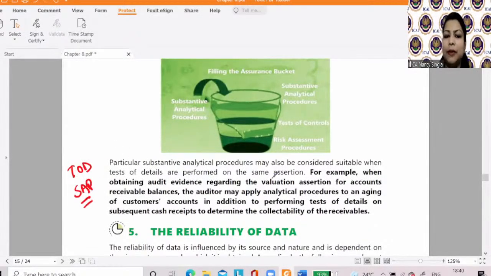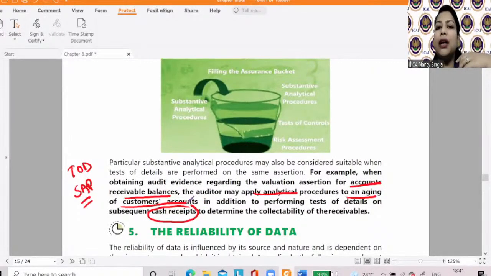Okay? For example, see, if accounts receivable has to be checked, that is the debtor balance, the auditor may apply analytical procedure to an aging of customer accounts, as aging is how old a debtor is. Okay? So for that the auditor can apply analytical procedure. But in order to see the recoverability, whether a particular debtor will be recoverable or not, for that the auditor will have to perform test of detail.